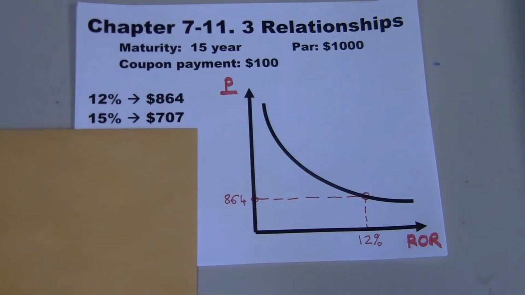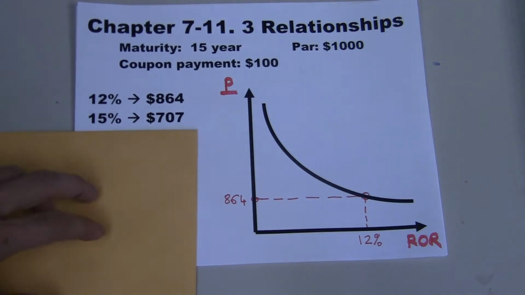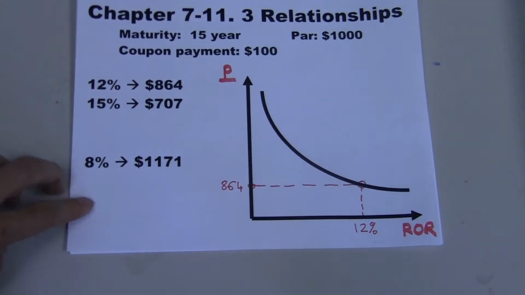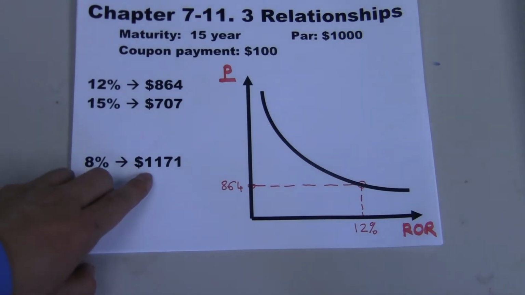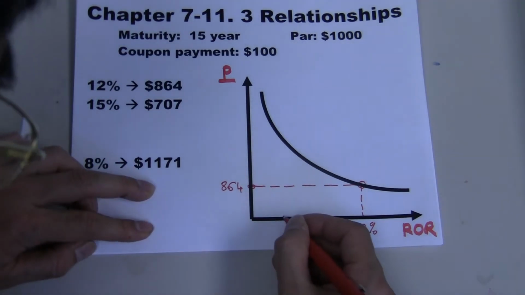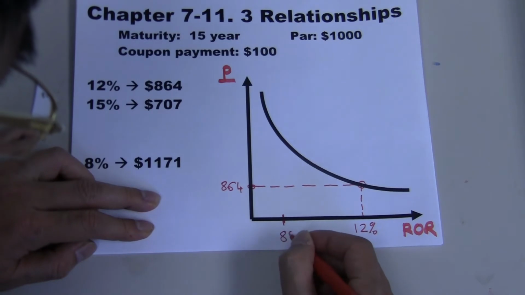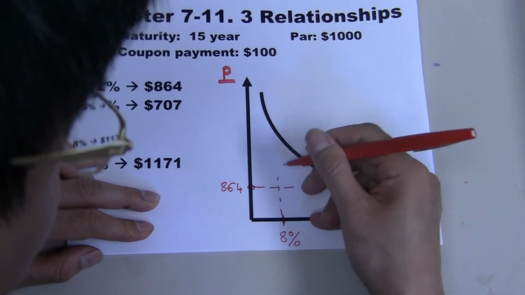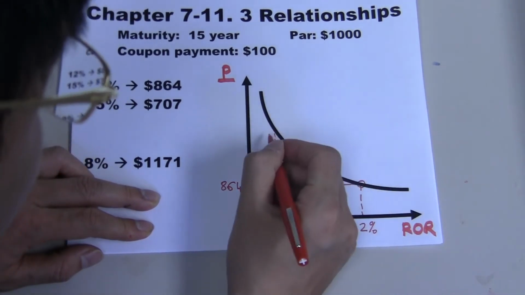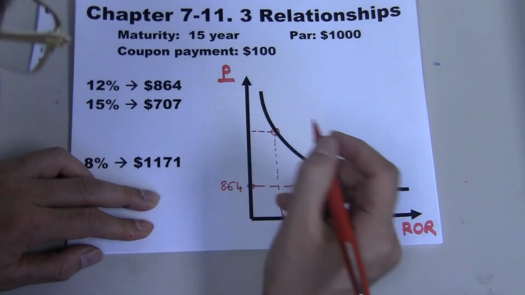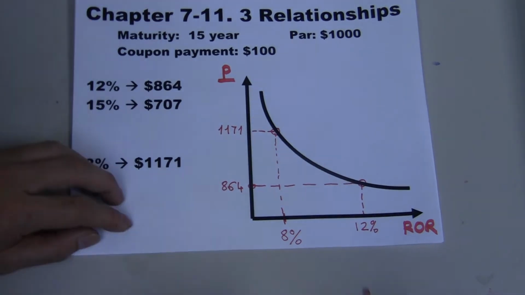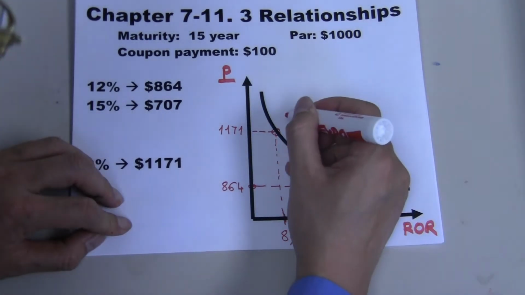Okay, now the next one is, what if the required rate of return is exactly 8%? Now in this case the price is 1,171, about that number. So here if it is say 8%, now the price of the bond will be more or less at that point, 1,171.